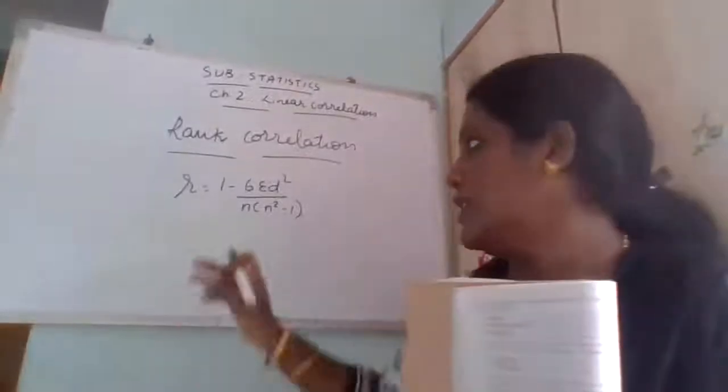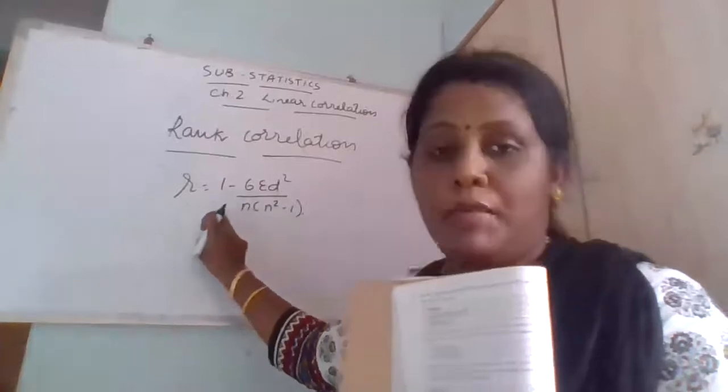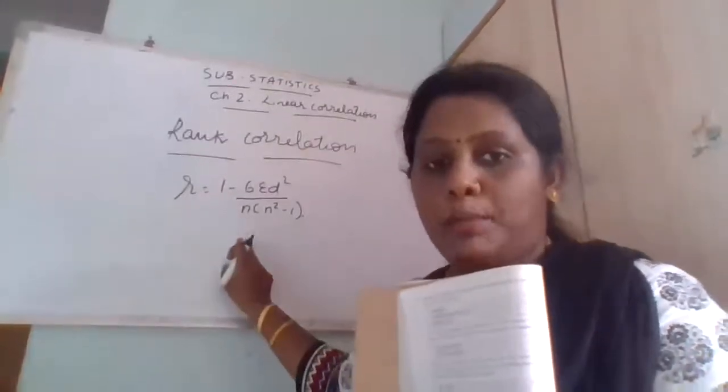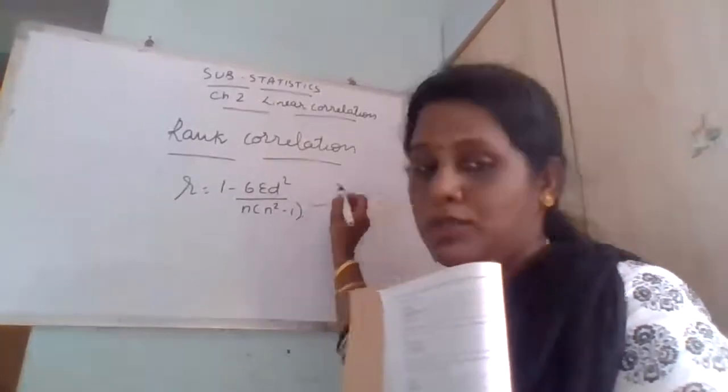So first of all, we will see the formula. Rank correlation formula is R equals 1 minus 6 sigma d square upon n into n square minus 1. So this formula we are going to learn.